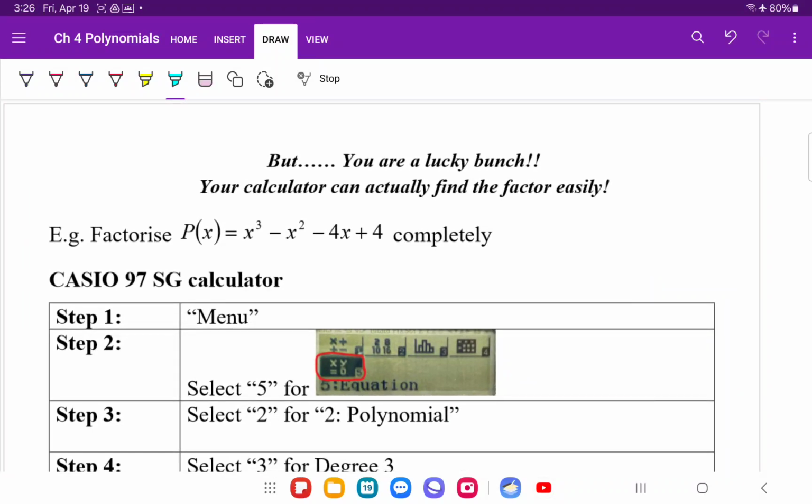So I was saying, you are actually a very lucky batch of students. Your calculator can find the first factor for you easily. So let's go through this example first before we go back to our next question. Okay, suppose we have a new question: factorize so and so forth completely.